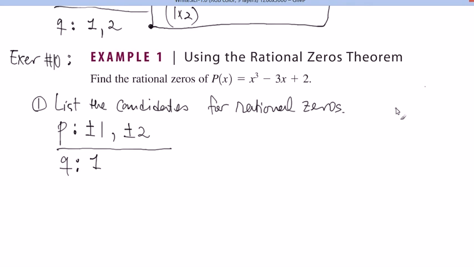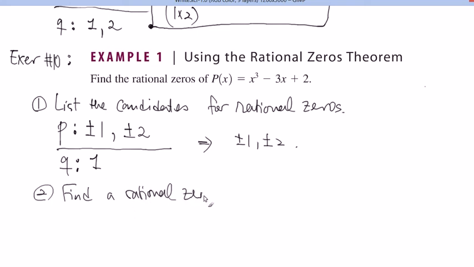Right? So number 2, list all the candidates. These are just P and Q, right? So if you combine them all, because Q is 1, the answer is plus minus 1 and plus minus 2. Is that right? Now from the list in part 2, find a rational 0. These 4 are the only candidates, right? If there's ever a rational 0, it must be one of those 4. Go ahead and try and figure out which one it is.